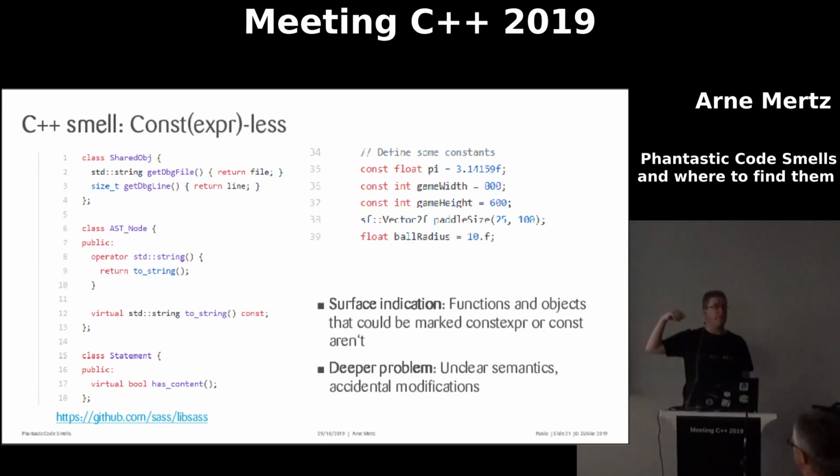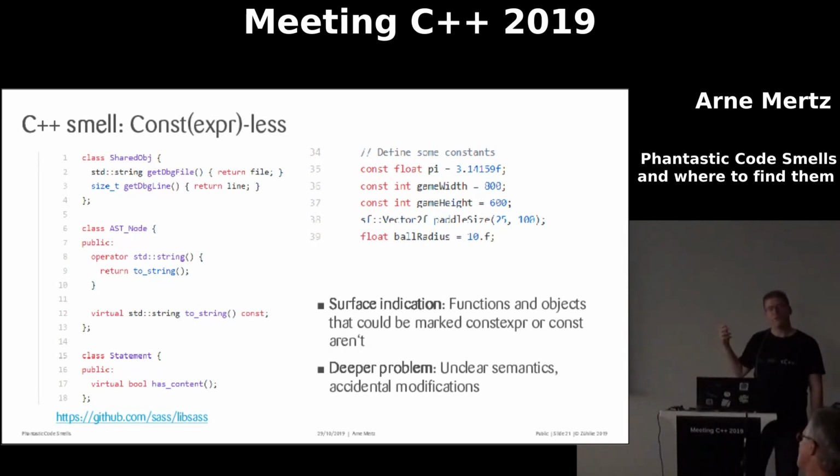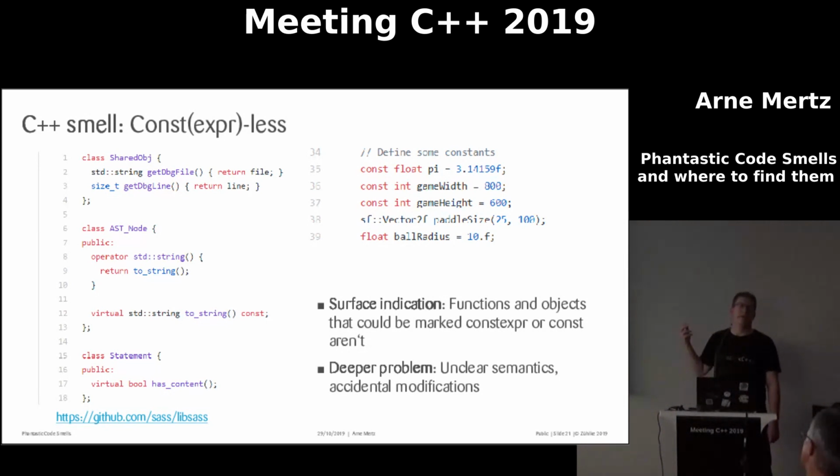The same if I have a method that is not marked const. The first thing is I can't use it on const objects. And then that probably means that I don't mark objects const, even if they theoretically could be, even if they are never changed. And then I'm not really clear about what is going on here. Do I modify these objects, or are they only not marked const because someone didn't want to mark them const or didn't want to make the methods const?